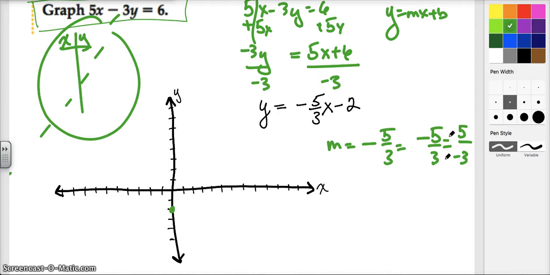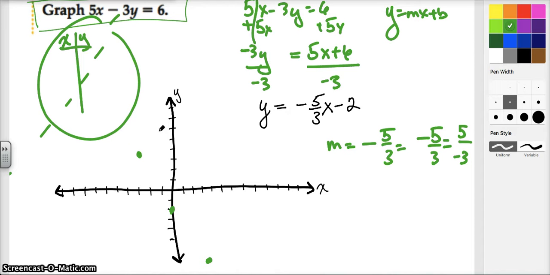Here, if I use this one, it says go down 5, 1, 2, 3, 4, 5, and go to the right 3, 1, 2, 3. So I would expect a point to be somewhere here. And this one says go up 5, 1, 2, 3, 4, 5, and go back 3, 1, 2, 3. You notice that these 3 points are collinear. It's not like when I went in the other direction, I had a point all the way out here. Once I'm using my slope correctly, I'm always going to get collinear points as I move. Though that does not look like a line, I'm always going to have collinear points.